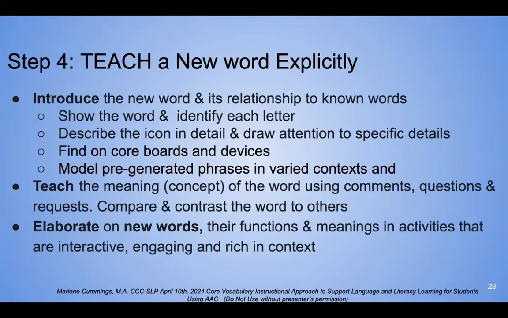And so when we think about teaching it explicitly, we're going to introduce the new word and its relationship to known words. We're going to show the word. We're going to identify each letter in the word. We're going to spell out the word. We're going to describe the icon, the characteristics of the icon. We're going to draw attention maybe to specific details in the icon. We're going to have them find the icon on a core board on their devices. If you use a wall-size core board, you're going to find where that icon is on that core board.